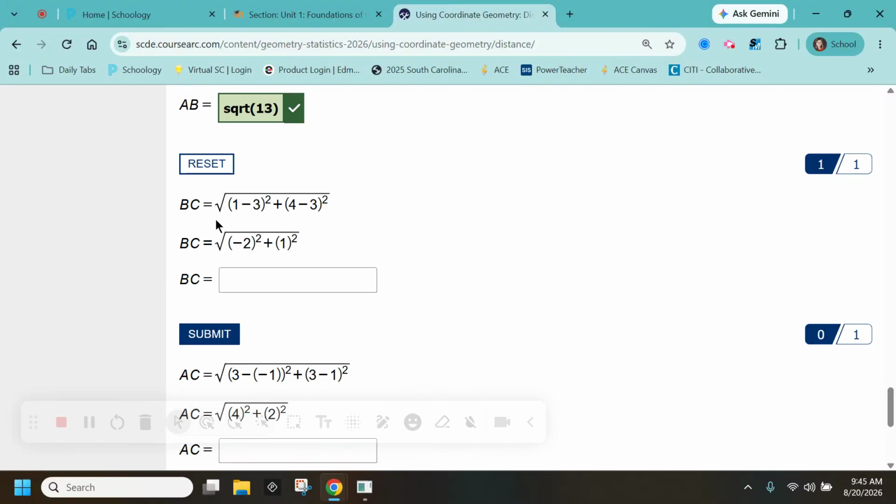For side BC, again, they've gone ahead and put in the coordinates for you. But just get into a healthy habit of writing these into your notes so that you can practice yourself. -2 squared is a +4. So remember that is -2 times itself, which is also -2. Negative times a negative makes a positive, and 1 squared is 1. And I still have to take the square root of that. 4 plus 1 is 5.